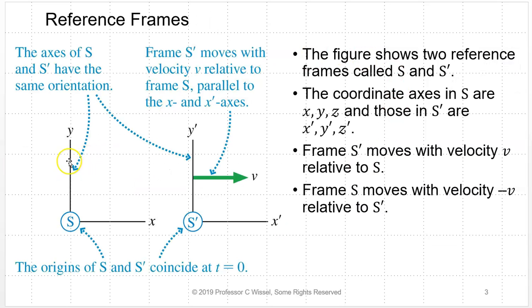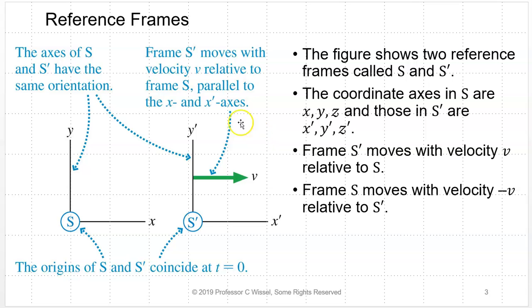gravity. Now, this figure shows two reference frames called S and S prime. The coordinate axes in S are X, Y, and Z, and of course, Z is coming at you out of the page. We're not showing you that. The coordinate axes in S prime are also X prime, Y prime, and Z prime, and of course, Z prime is coming out of the page, so we're not showing you that.